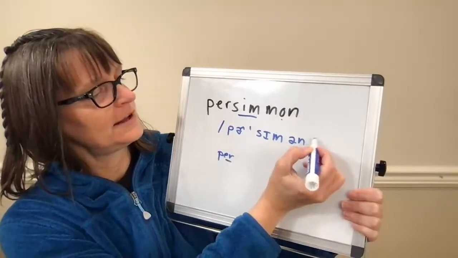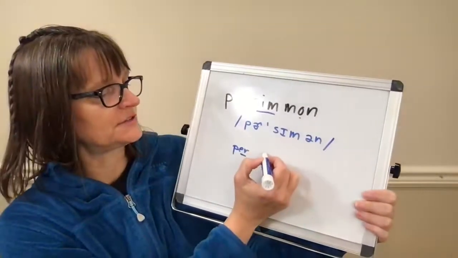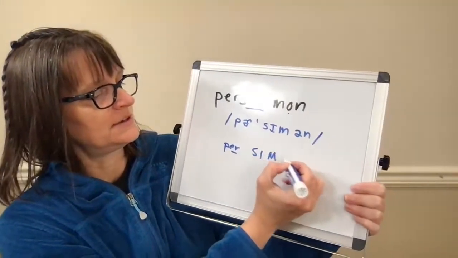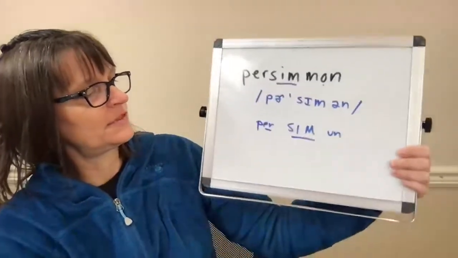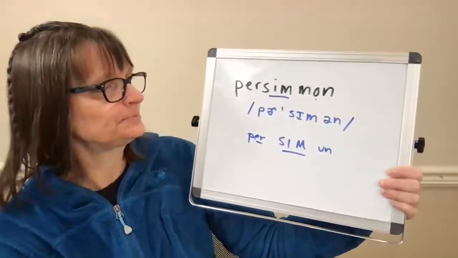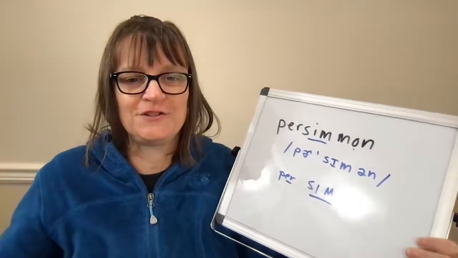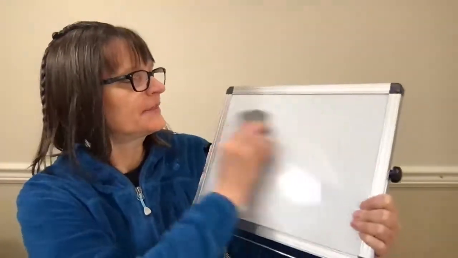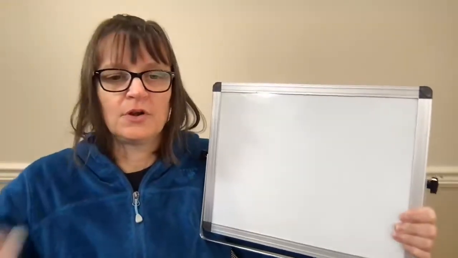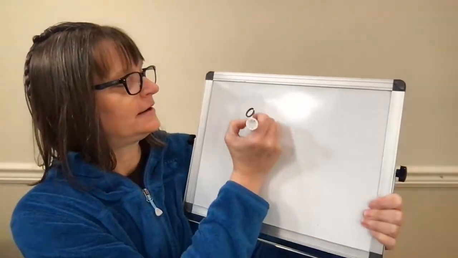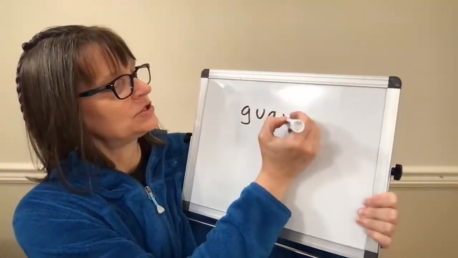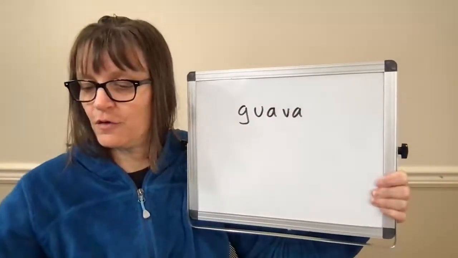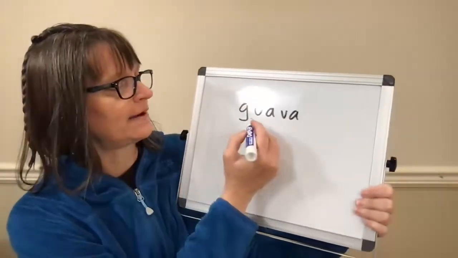And then our letter O says vowel schwa, so it sounds like Persimmon with the length on the sim syllable. And we have two more. We're going to talk about guava next. And the word guava has kind of a strange spelling pattern for English. Again, it's probably a borrowed word.